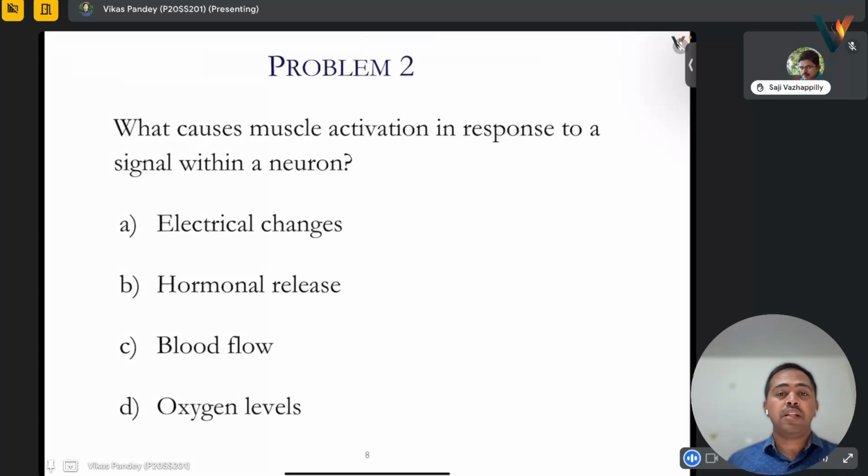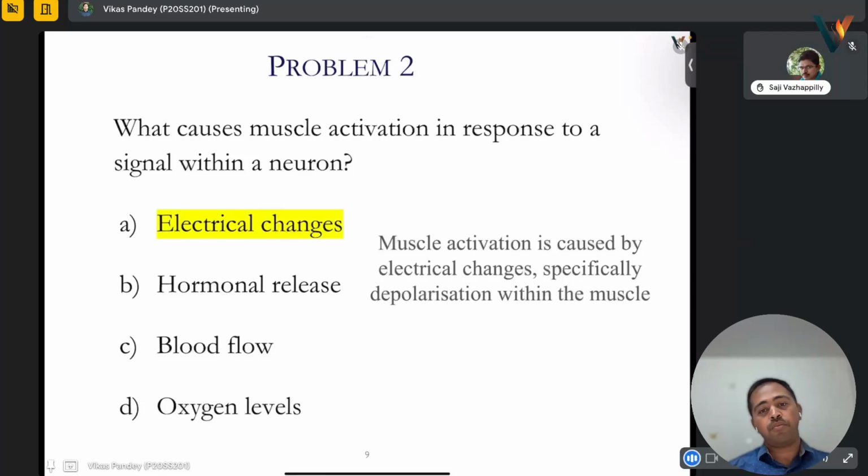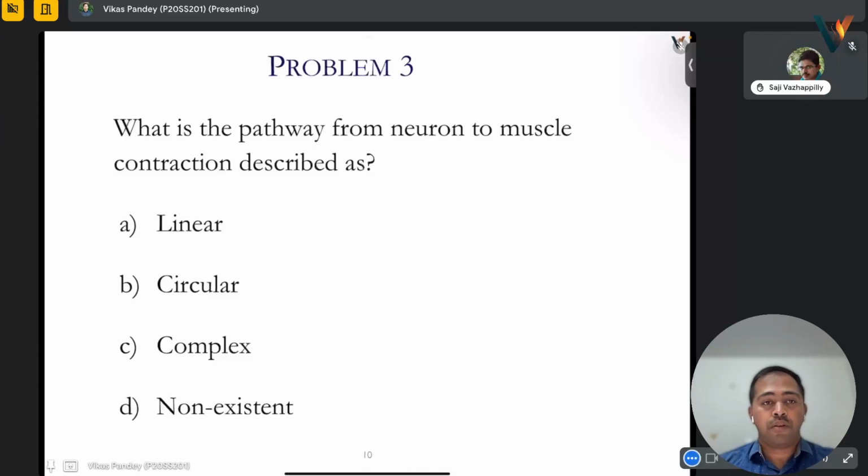Then, what causes muscle activation in response to a signal within a neuron? The electrical changes, hormonal release, blood flow, or oxygen level. A neuron has some signal and it is trying to activate a muscle. What changes will be there? Electrical changes. Yes, because muscle activation is caused by electrical changes, like we have already studied depolarization, specifically depolarization within the muscle that will lead to muscle activation, muscle contraction. Yeah.